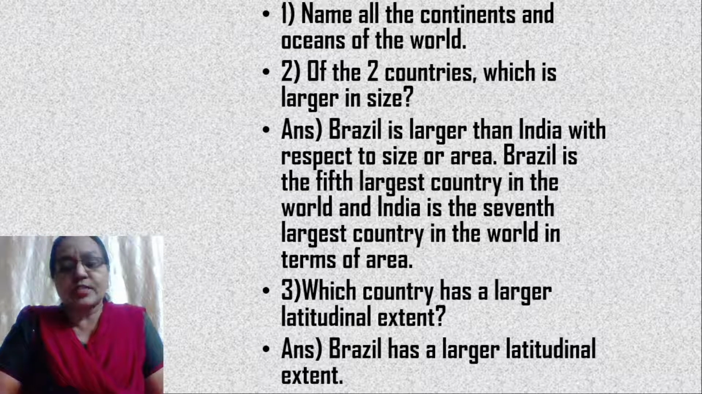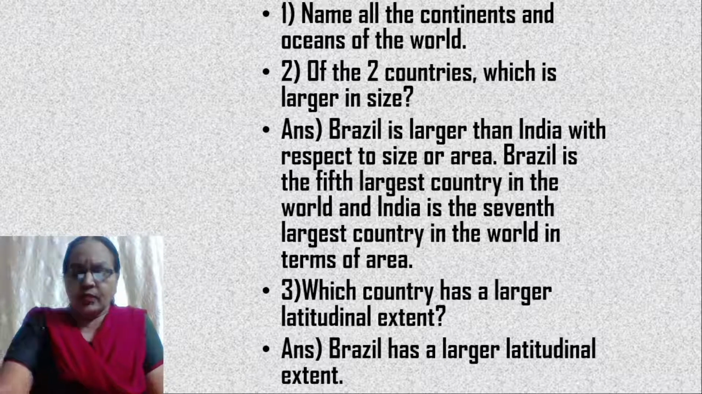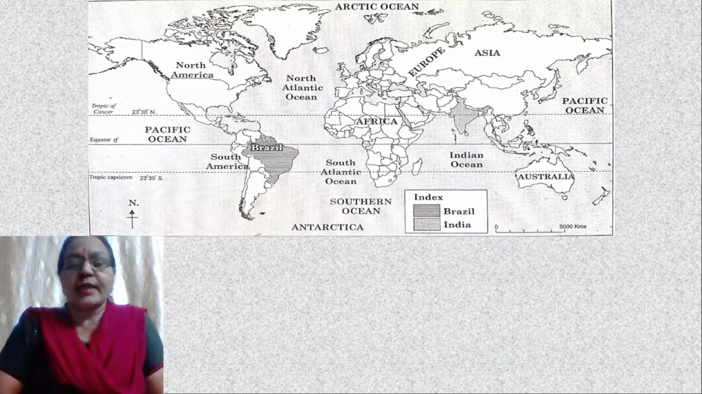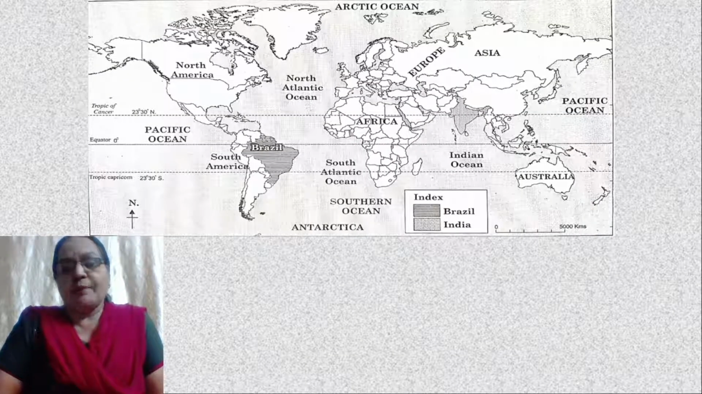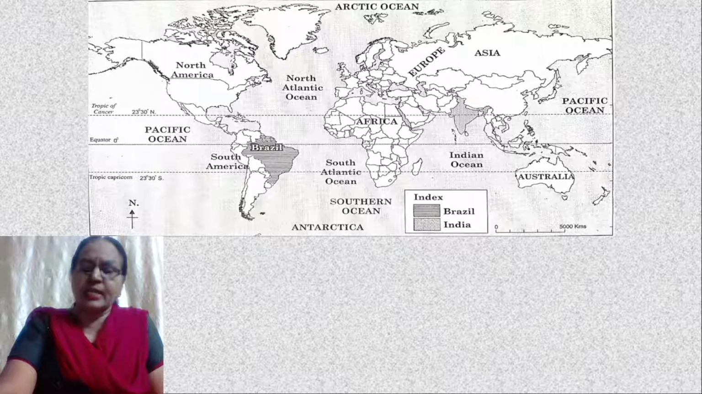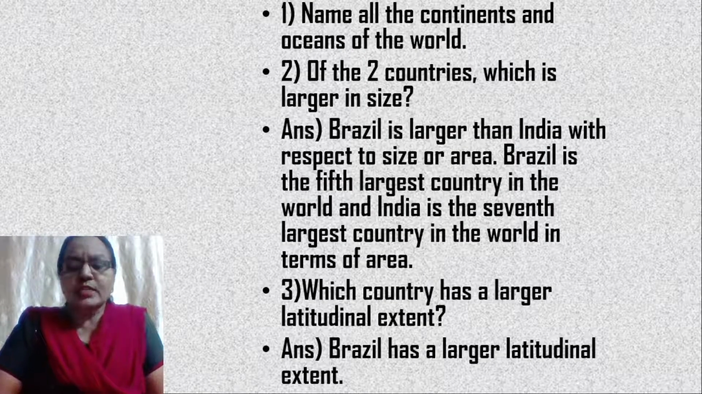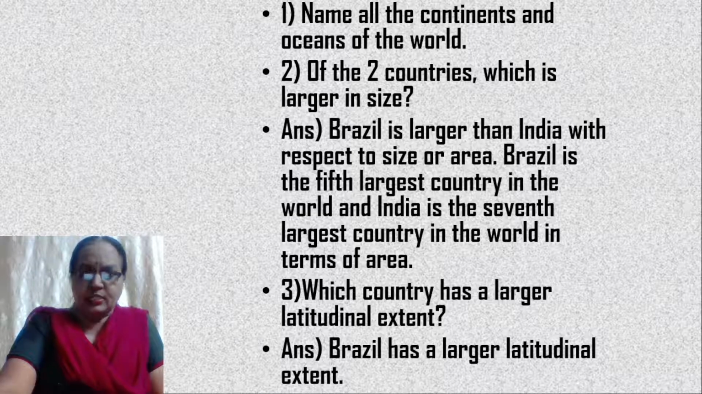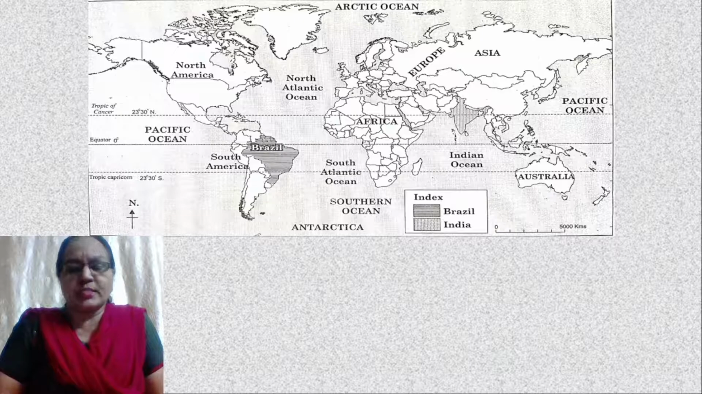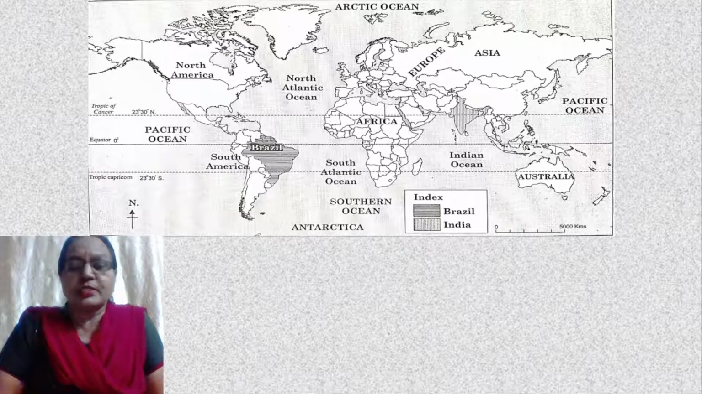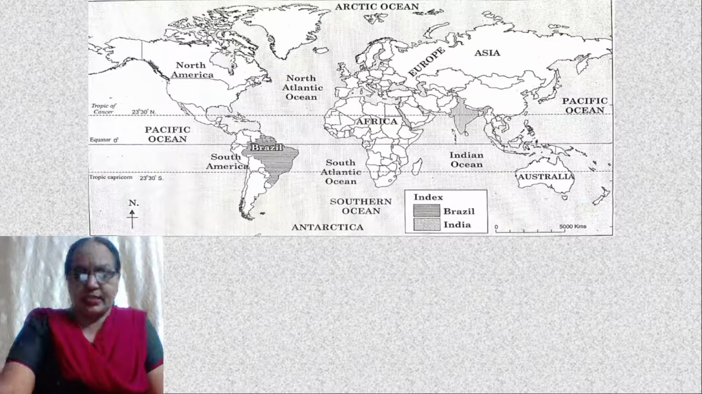Brazil is the fifth largest country in the world, and India is the seventh largest country in the world in terms of area. So, looking at the size of Brazil and India, we can make out that Brazil is larger in size. Which country has a larger latitudinal extent? Now latitudinal extent, if you look at Brazil and India, you find Brazil has a larger latitudinal extent.